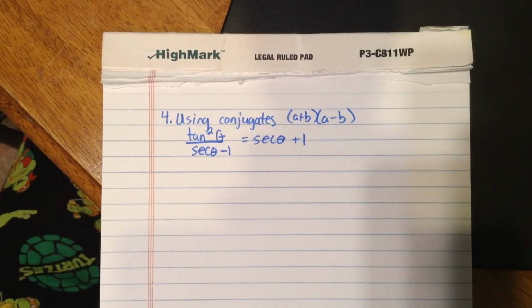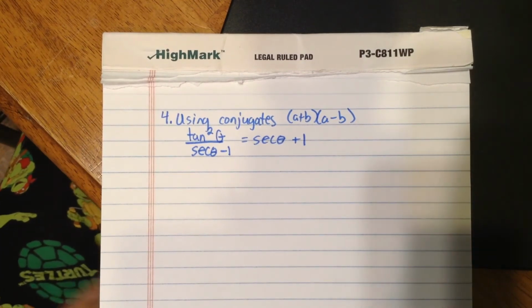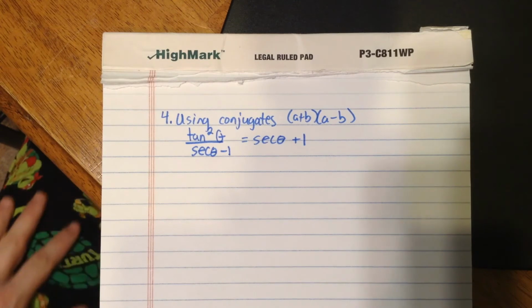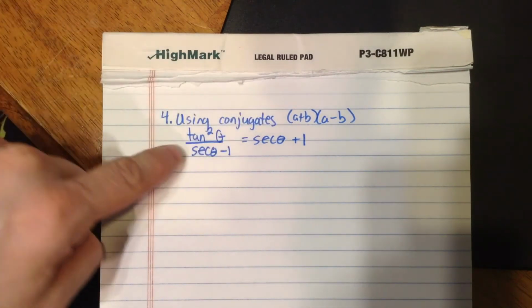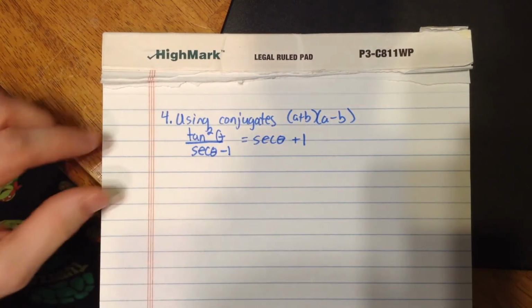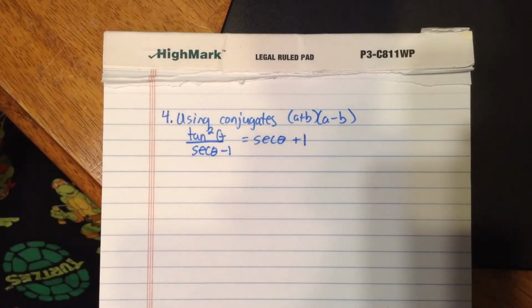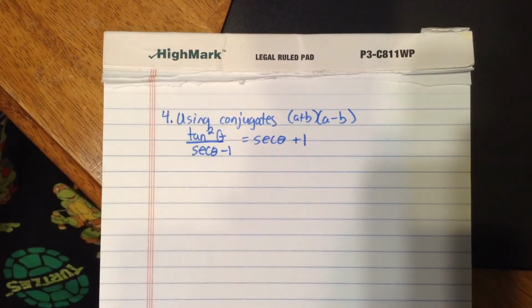Okay guys, this is a continuation of my last video about verifying trig identities. I rewrote something wrong, so I had to start over. But I'm going to redo this problem using conjugates to verify this identity. Basically, some people do this right away. If you did this right away, it makes this problem a little bit easier.